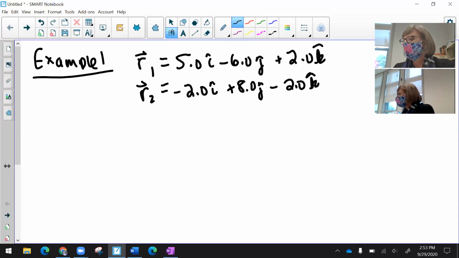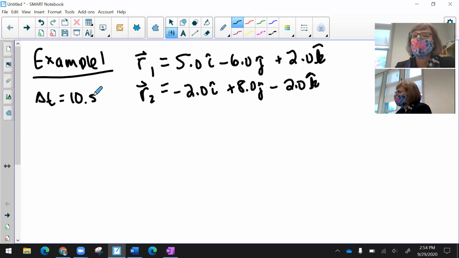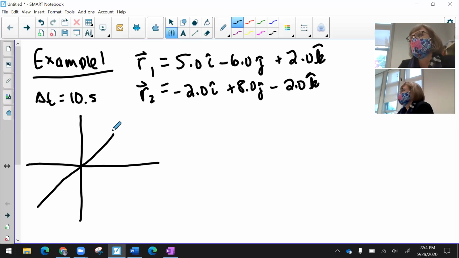So, what is the average velocity during that 10 seconds? So we'll say over here that delta t is 10 seconds. Okay. So what do we do when we solve a problem? What's the first thing we do? Not necessarily graph, but what? It's going to look like a graph, but picture. We're going to draw a picture. Okay. So you got to draw axes in 3 dimensions.